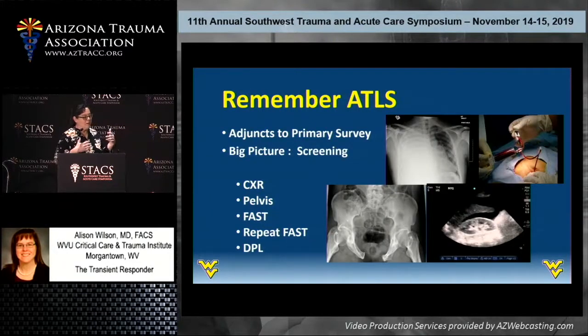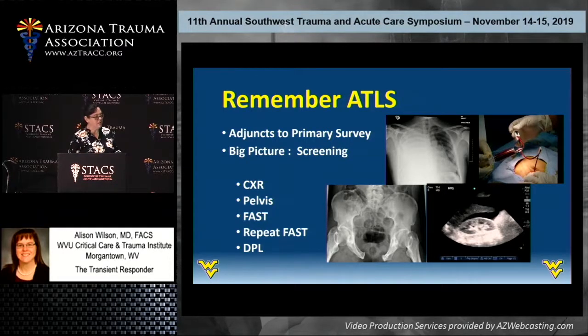And then go back to your ATLS, right? Some of these are the things that you're very well trained in and you're good at, right? Your primary adjuncts to your primary survey, right? And remember, you're doing these for screening, right? So if it's not the perfect chest X-ray, that's okay. You're looking for the big hemothorax. You're looking for this big open book pelvis, right? You're looking for the positive fast exam.